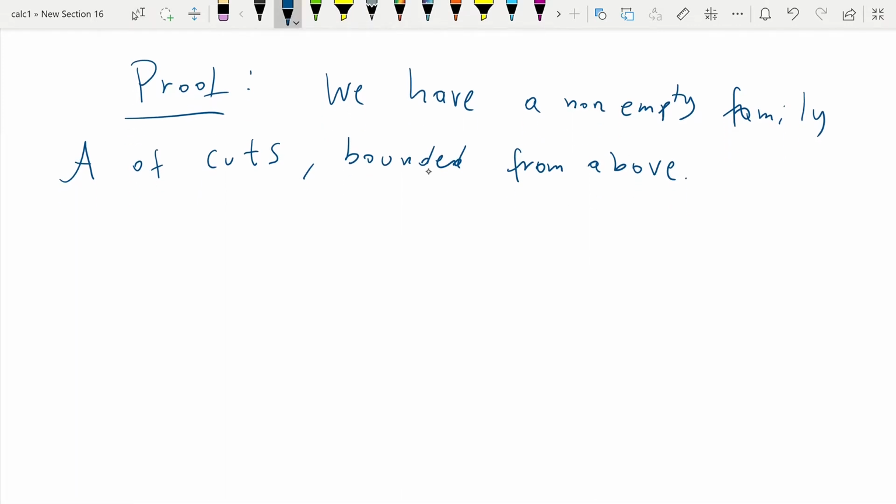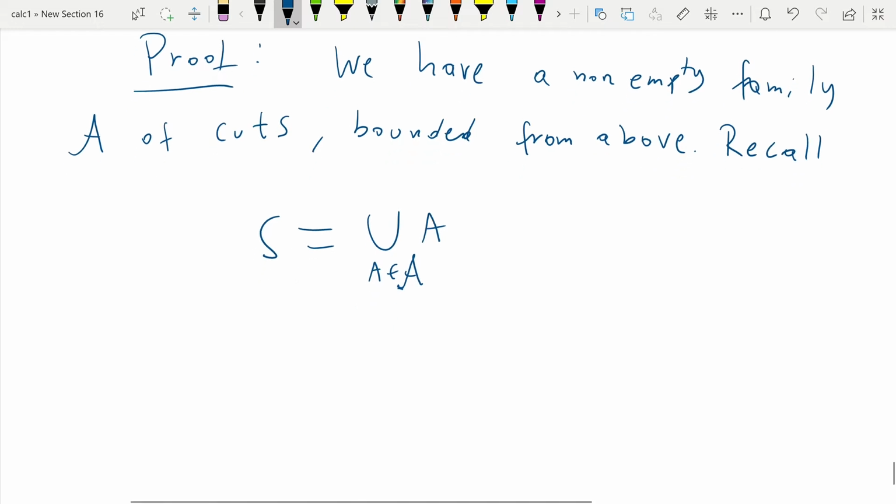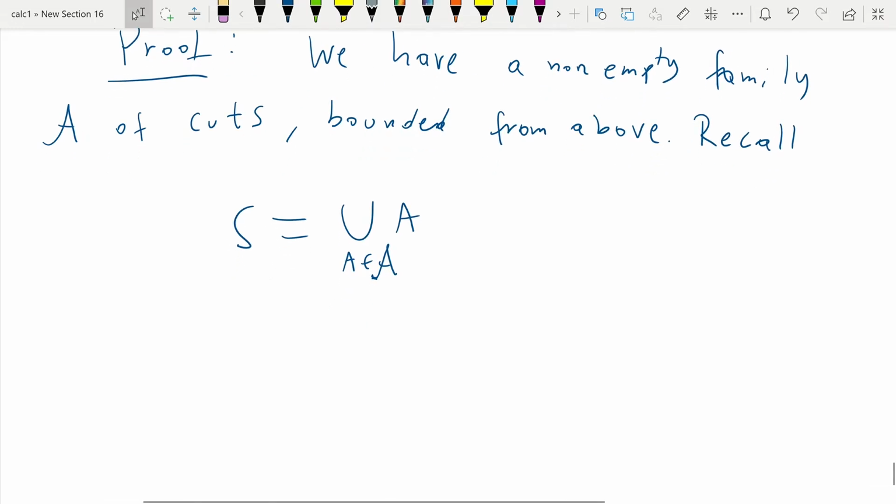Okay, so now we have defined S. We had defined already S. Remember, we're not defining, we had already defined, so we're just recalling. S is just the union of all the elements in calligraphic A, all the cuts there are in this family. So this is the definition of S, and we want to show that this is the least upper bound.